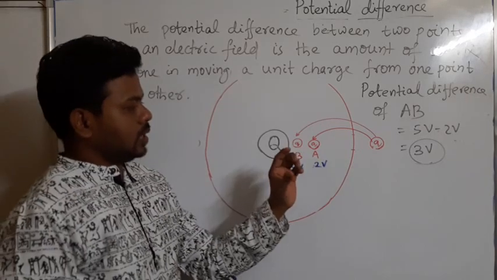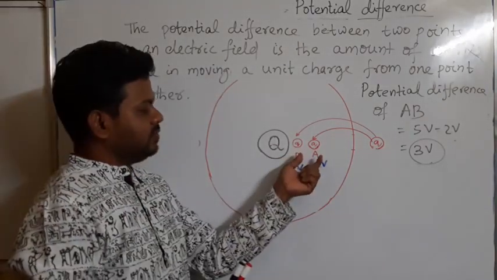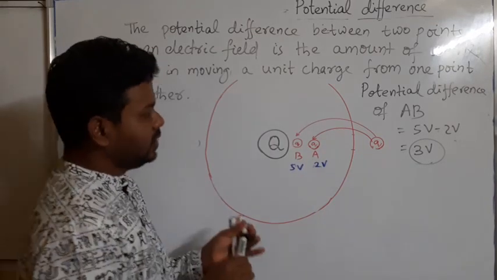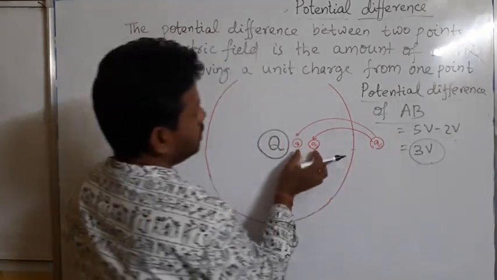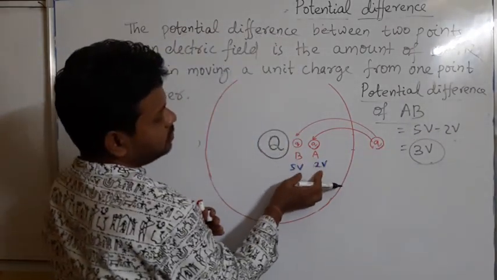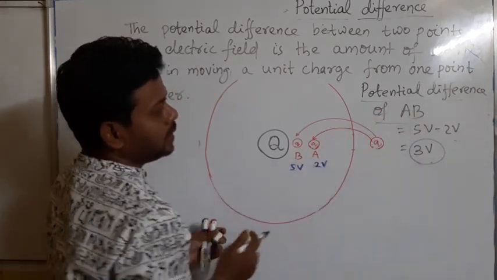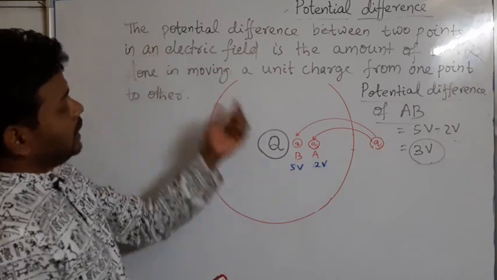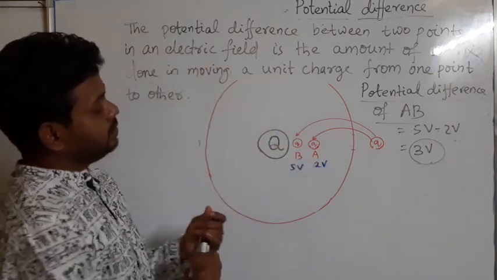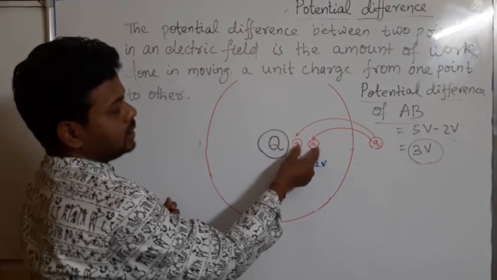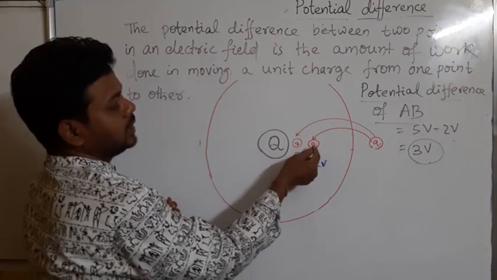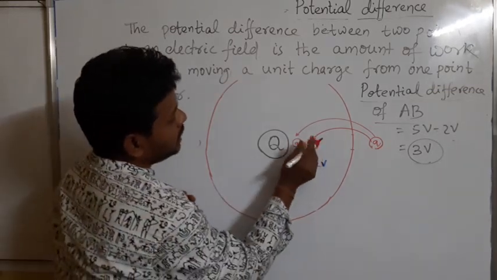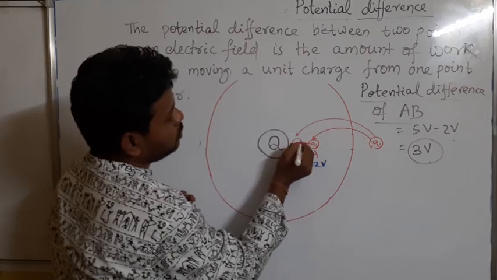You see, I have told two definitions. The difference in electric potential of 2 points is termed as potential difference. Like I have told, I subtract the electric potential of these two, then I get the potential difference. But how can you define it in terms of work done? Write: the potential difference between these 2 points in an electric field is the amount of work done in bringing or moving a unit charge from one point to another.